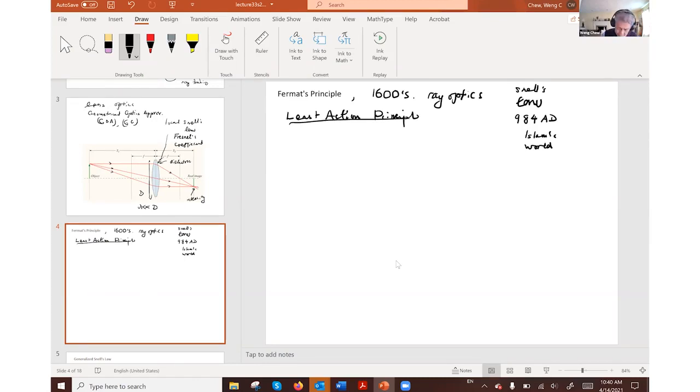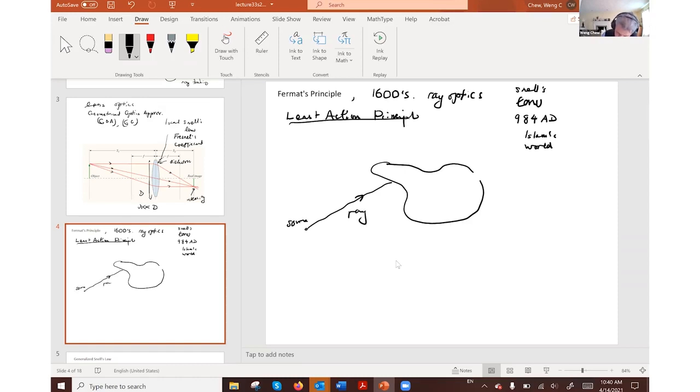It says the fact that if I have a very complicated object, if I have a light ray, okay, you have a source, you have a ray, the ray is going to bounce around, or maybe in this manner. I'm just drawing a cartoon picture, and it takes the minimum time delay.